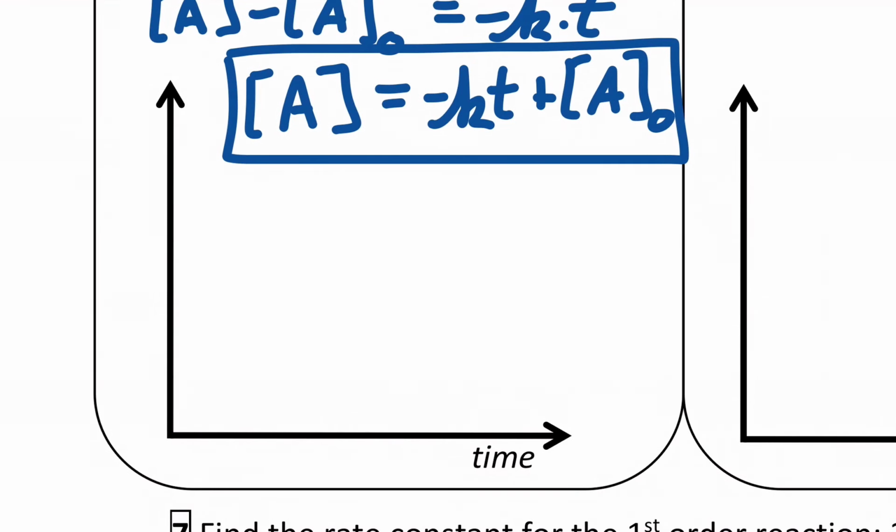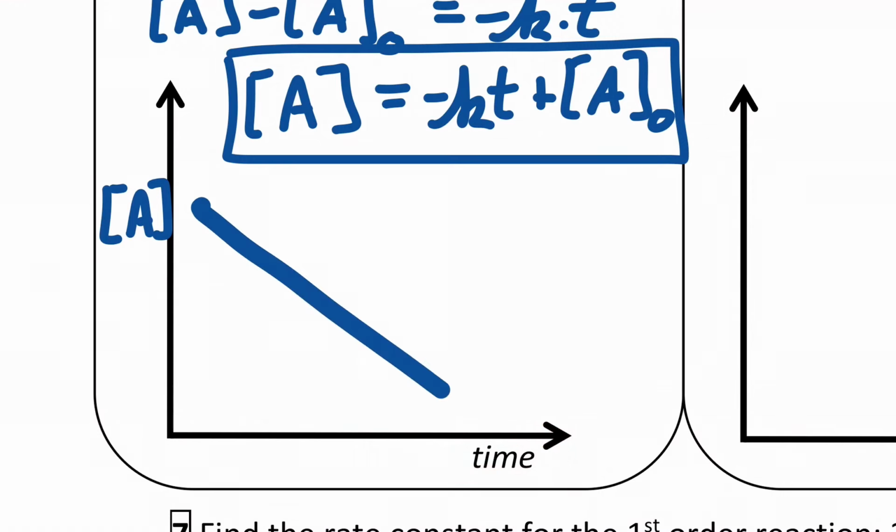If I plot the molarity of A as a function of time, it will decrease linearly, and then the slope of this is proportional to the rate constant. It's actually equal to the negative of the rate constant.